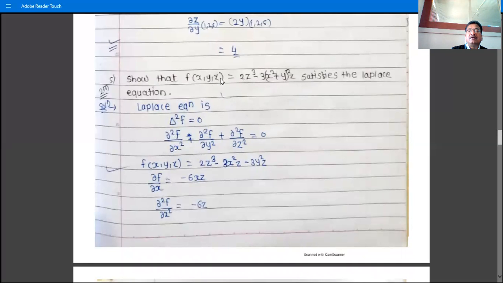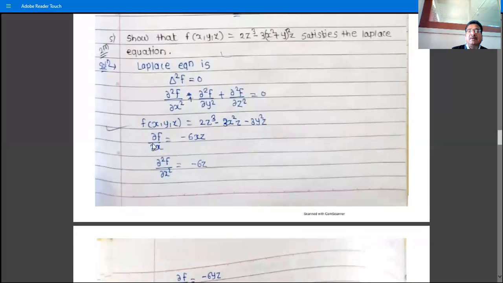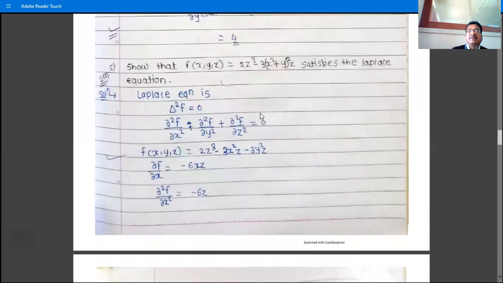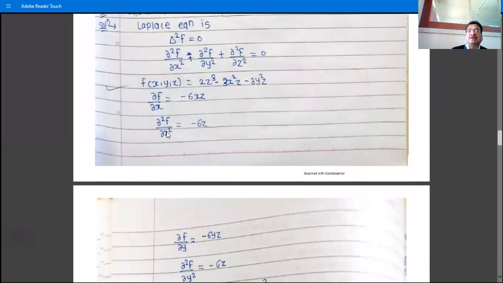That is, find ∂²f/∂x². That is, find ∂f/∂x, then ∂²f/∂x². ∂f/∂x is what? 2z cube derivative is 0, minus 3x square derivative is minus 6xz, multiplied by this z, simplify this, and then this is the derivative with respect to x, then the second order derivative is minus 6z, ∂²f/∂x².